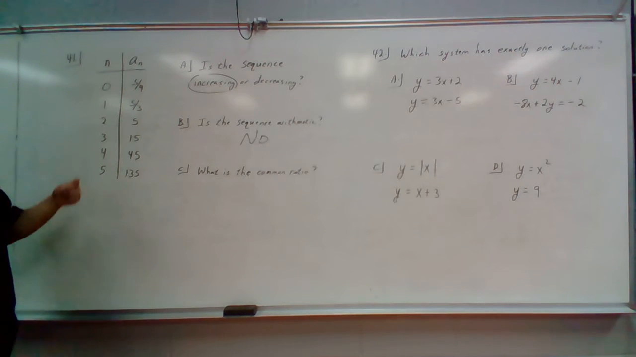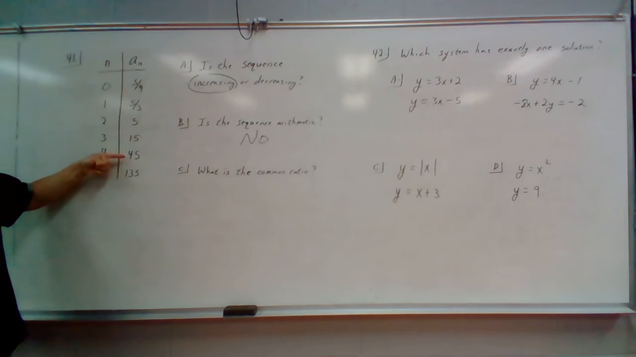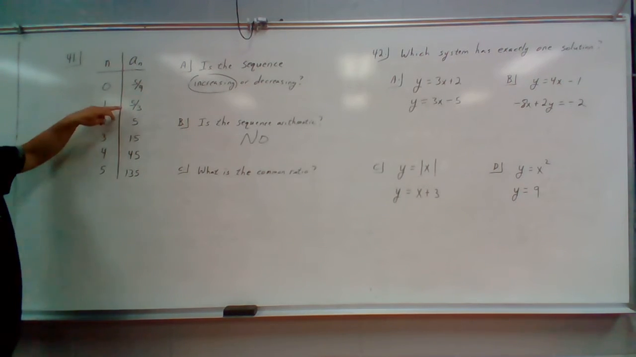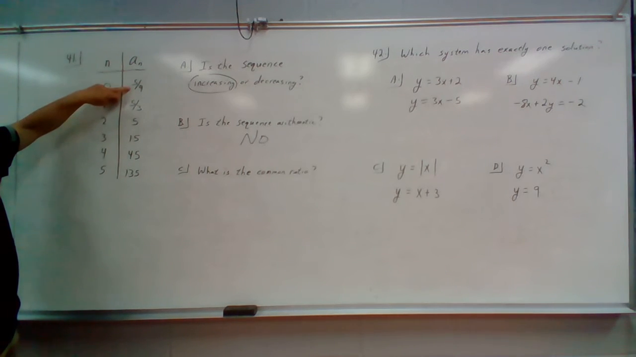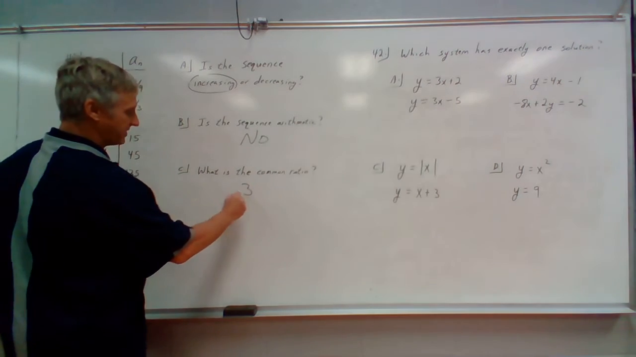And what is the common ratio? So what is the pattern here? Well, you can see that we're multiplying by 3 each time. 5 times 3 is 15. 15 times 3 is 45. 45 times 3 is 135. And the same here. 5/3 times 3 gets me a 5. 5/9 times 3 gets me 5/3. So the common ratio is 3.